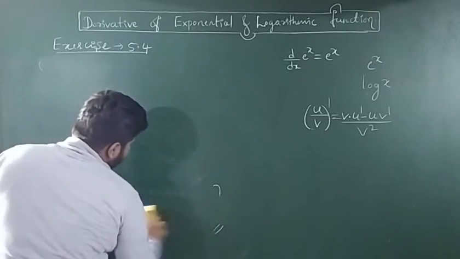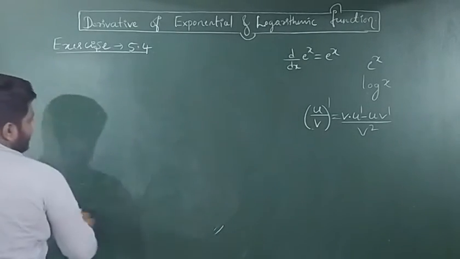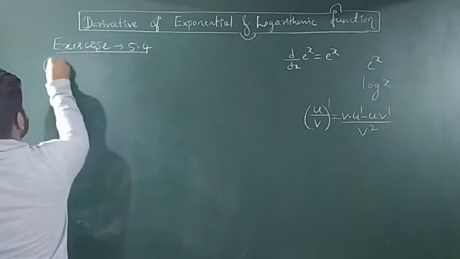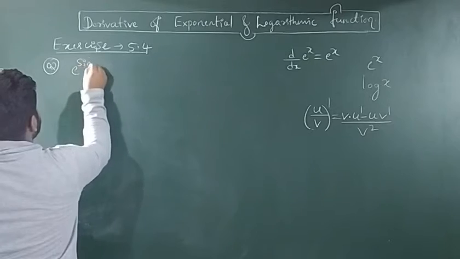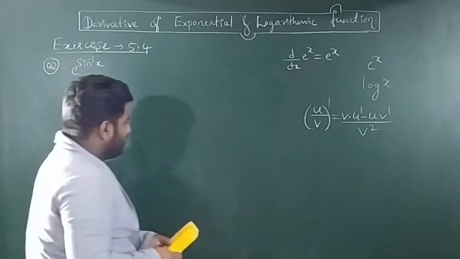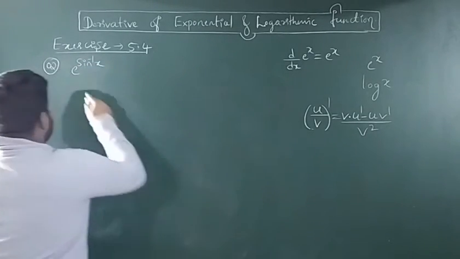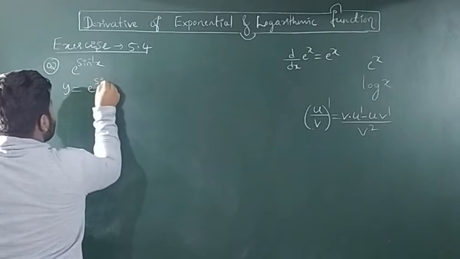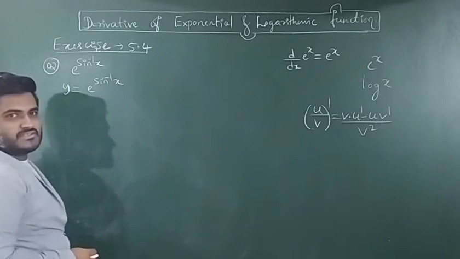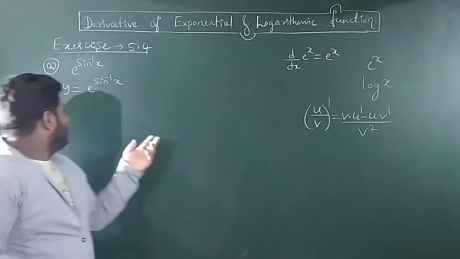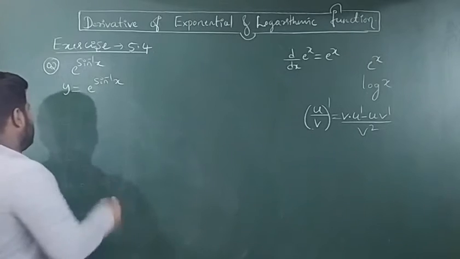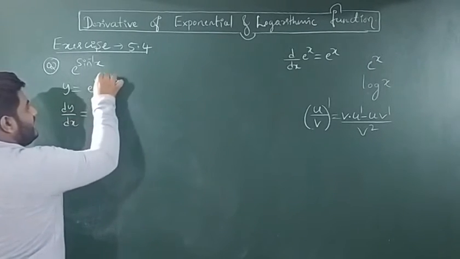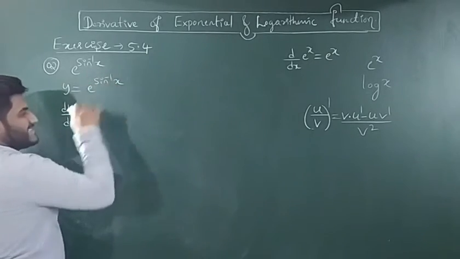Now we are going to the second example, which contains e raised to sine inverse x. Whatever the given function is, you write that as y equal to e raised to sine inverse x. So what we should do now is go for the differentiation of this. So dy by dx equal to e raised to x. Let us treat this sine inverse x as an x.